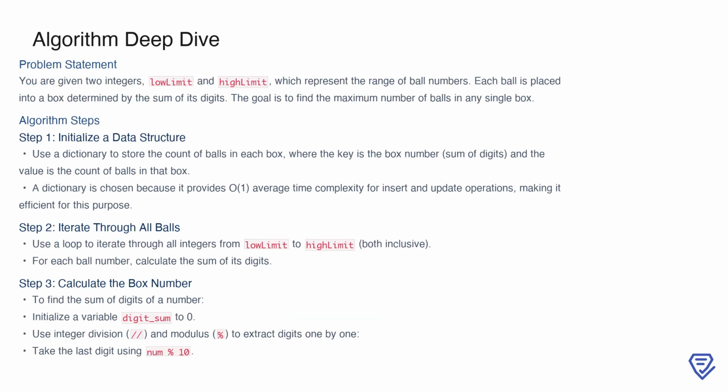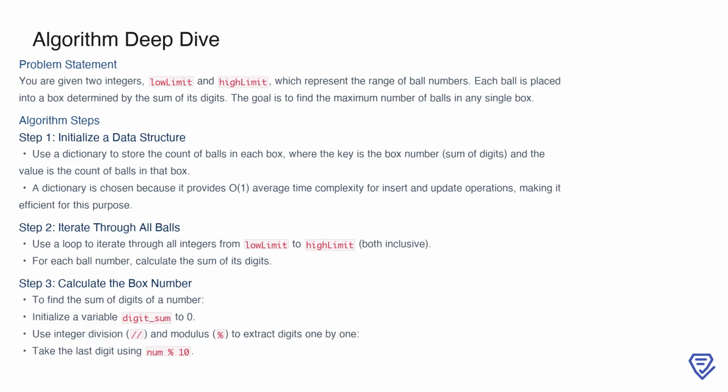In this problem, we are tasked with distributing a range of ball numbers, from low limit to high limit, into boxes. Each box is determined by the sum of the digits of a ball's number. Our objective is to calculate the maximum number of balls that can fit into any single box. To solve this efficiently, we first initialize a dictionary. The dictionary will store the box numbers as keys, which are derived from the sum of digits, and the values will represent the count of balls in each box.